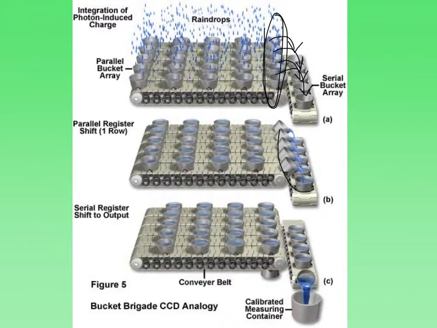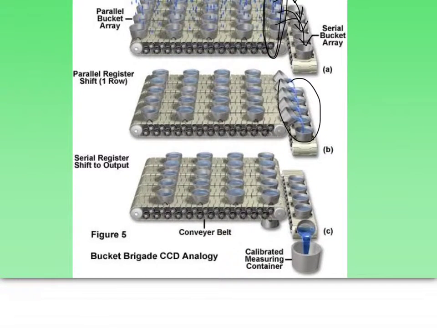This array is then going to record how much water is in each one of these buckets. And it's going to record that in its specific location on the CCD where it came from. And after it's done measuring that entire row, then the next set of buckets is going to fill the serial array. It's going to record that, and so on and so forth until all of the measurements have been recorded.